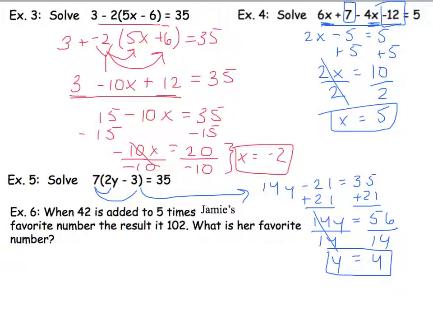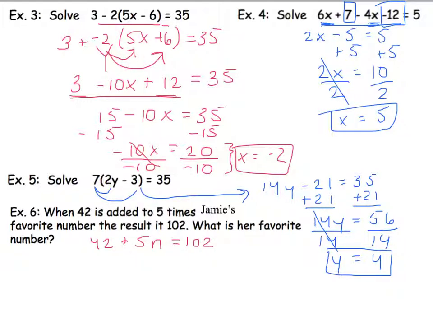So when 42 is added to 5 times my favorite number, the result is 102. What is my favorite number? So first we want to just write the problem. 42 is added to 5 times my favorite number. So we'll say plus 5n, where n is the number. The result, that would mean what it equals, is 102. What is my favorite number?